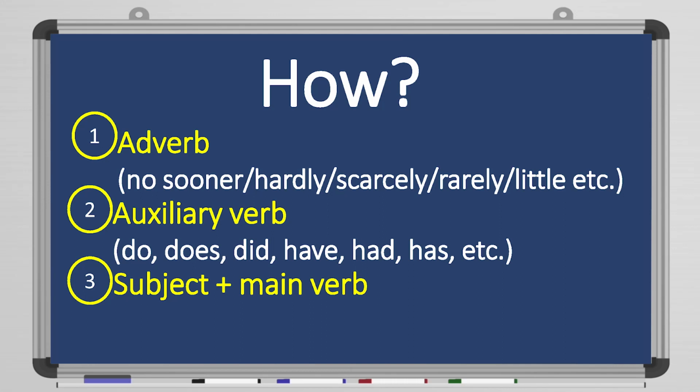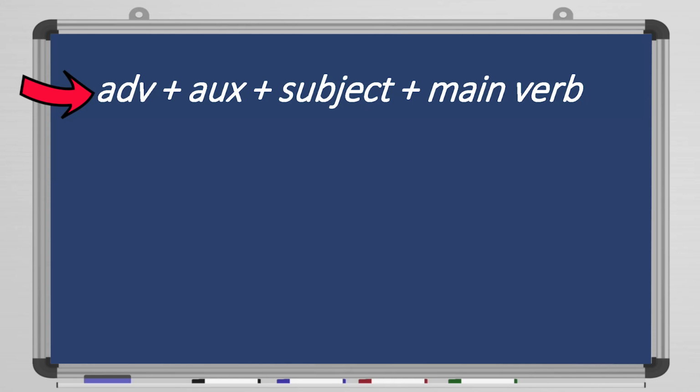So what do you have to do? All you have to do to invert sentences is to follow the equation. And I've added the equation for you on the board. It's adverb plus auxiliary plus subject plus main verb plus object. Very simple. Let's see how we apply that equation to the first sentence that we took.